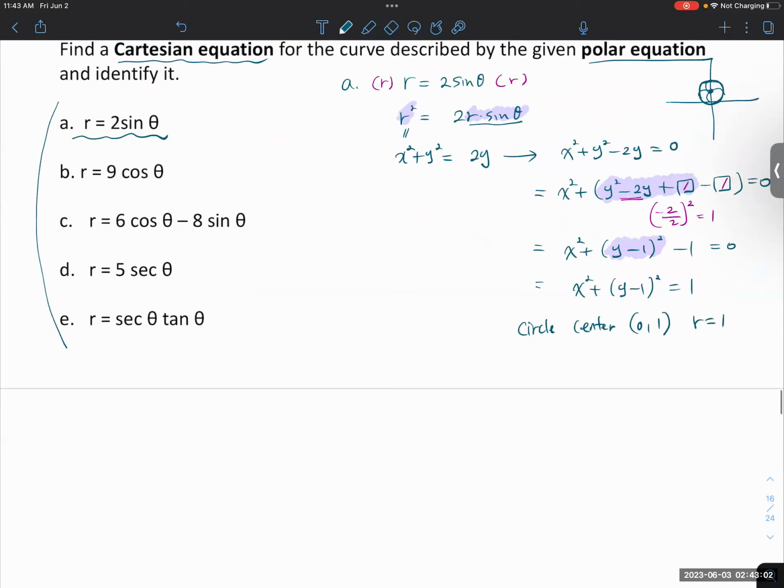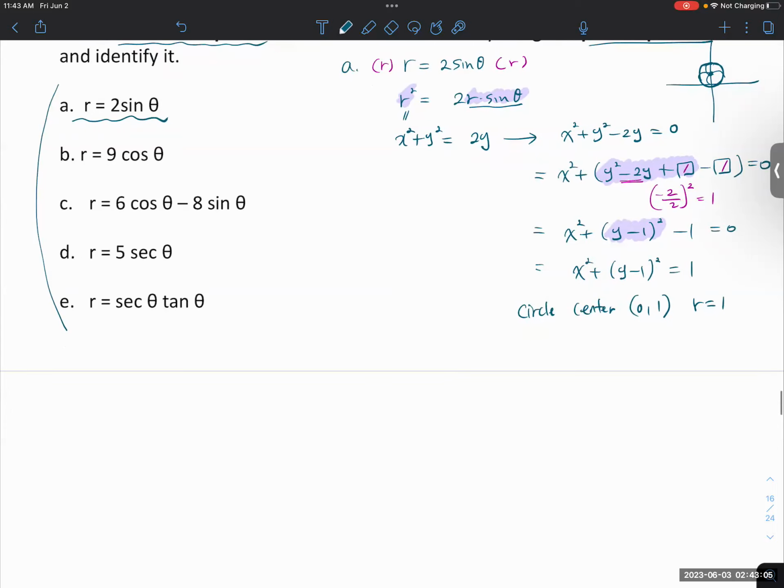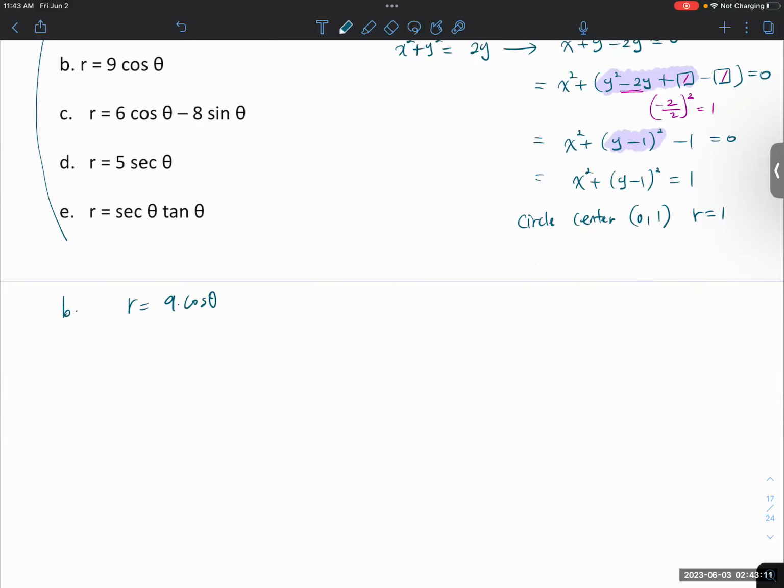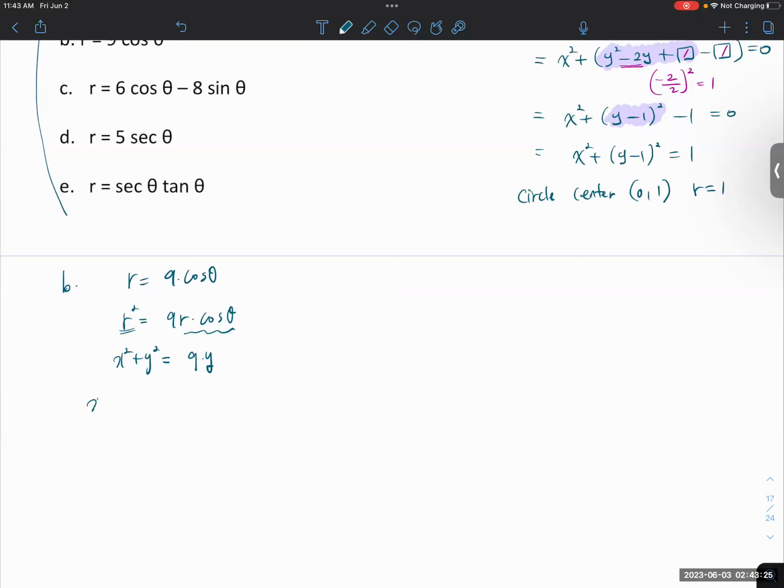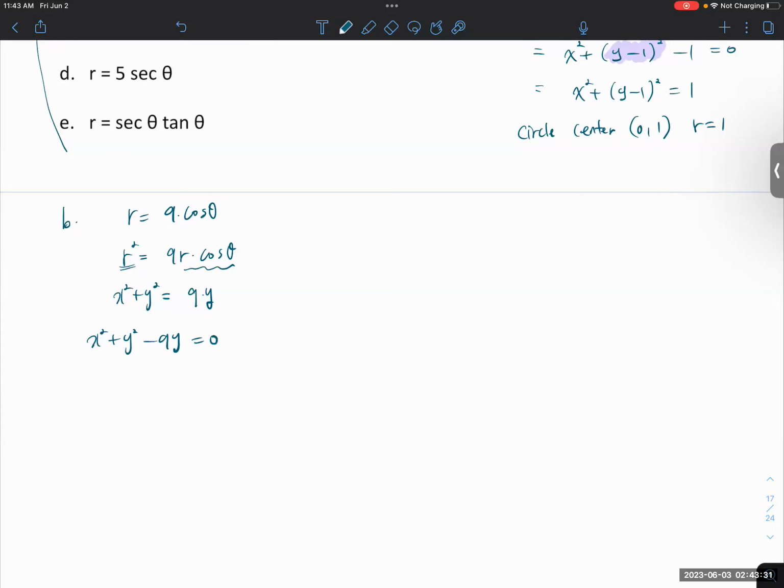So let's do letter B, another example. Same thing, r equals 9 times cosine theta. You're going to multiply r on both sides. So r squared equals 9r cosine theta. We know this is x squared plus y squared, and then 9 times y. Again, that means x squared plus y squared minus 9y equals 0. Nothing is something new. Everything is similar to what we did.